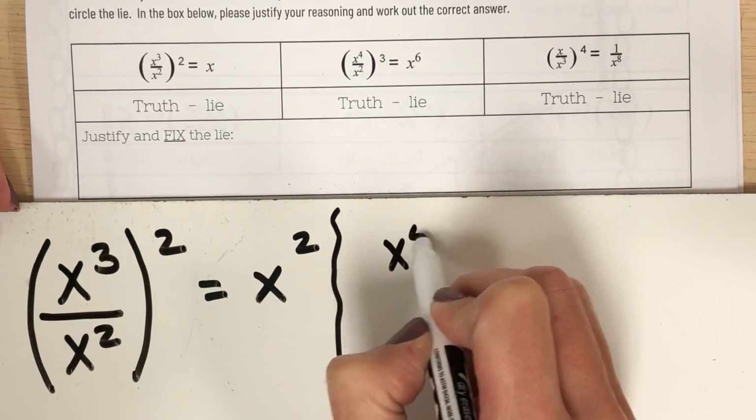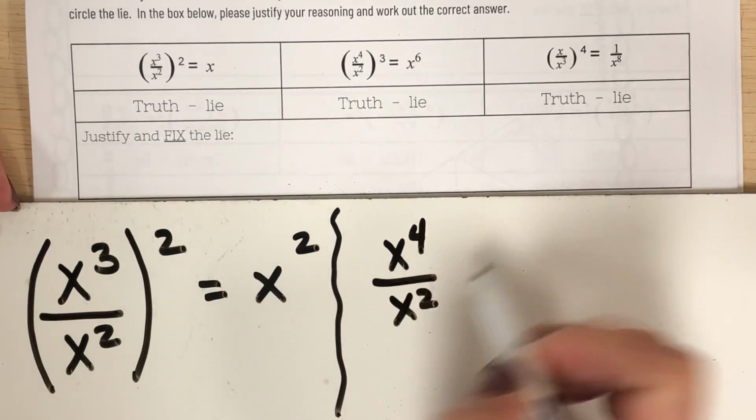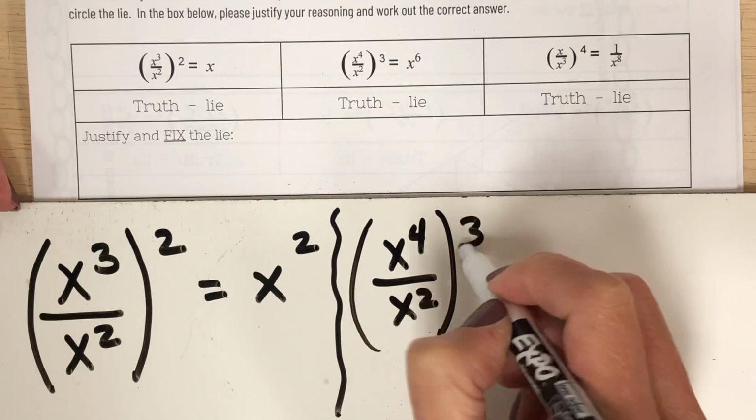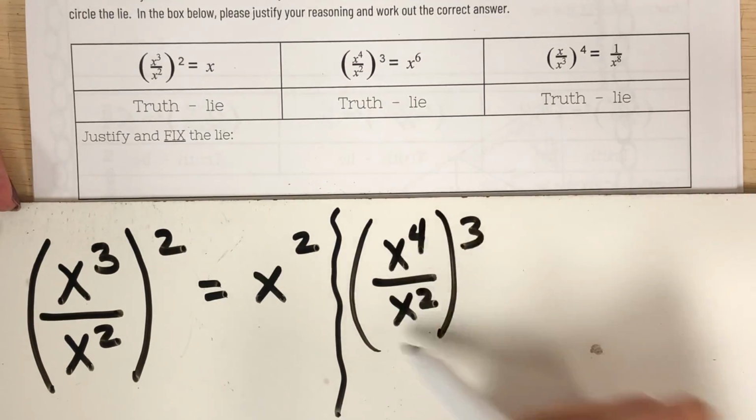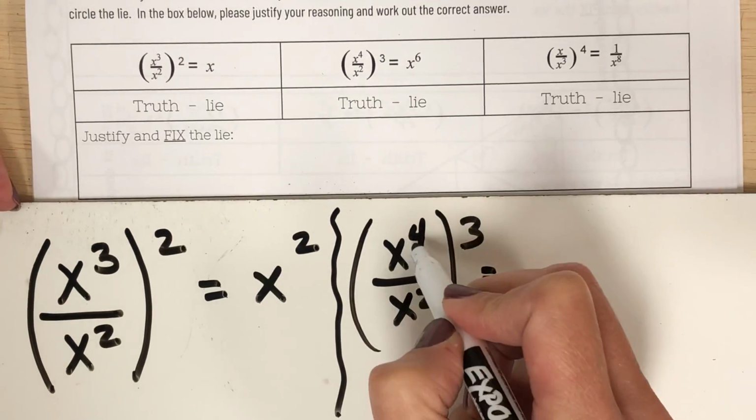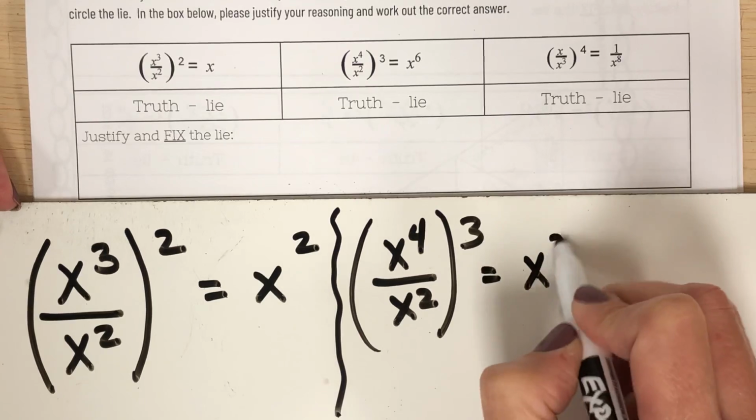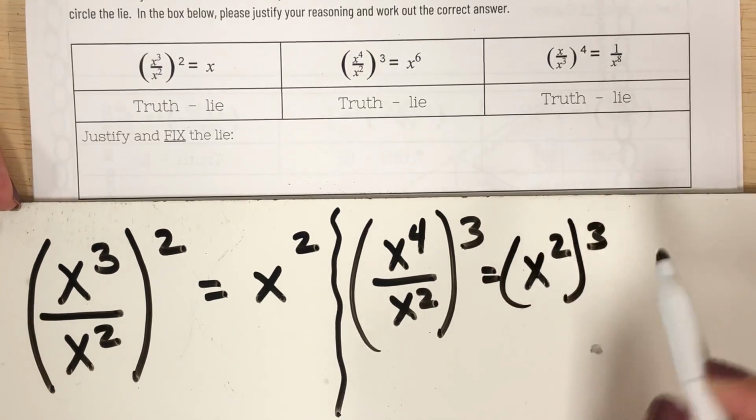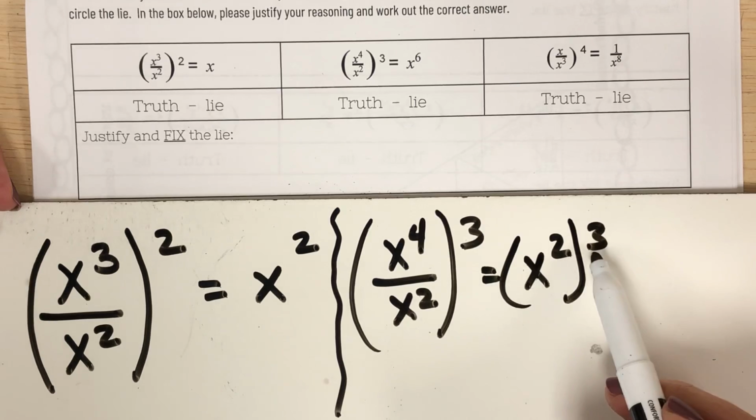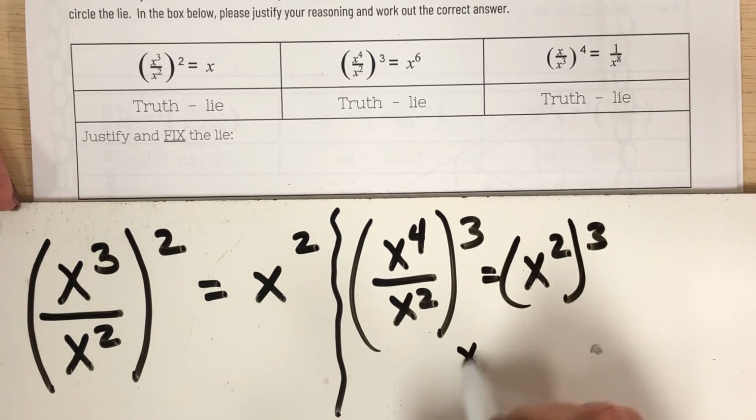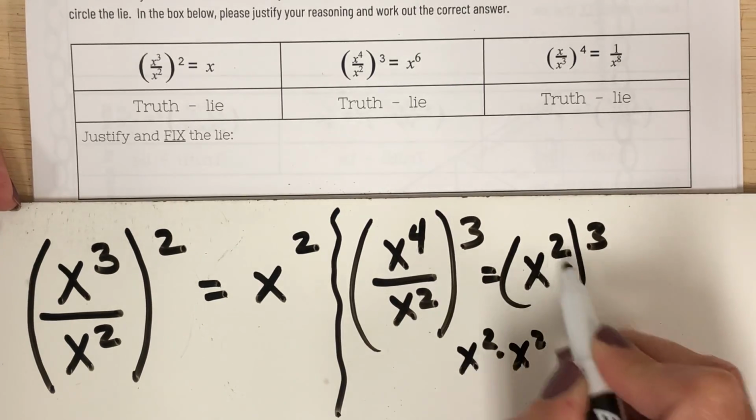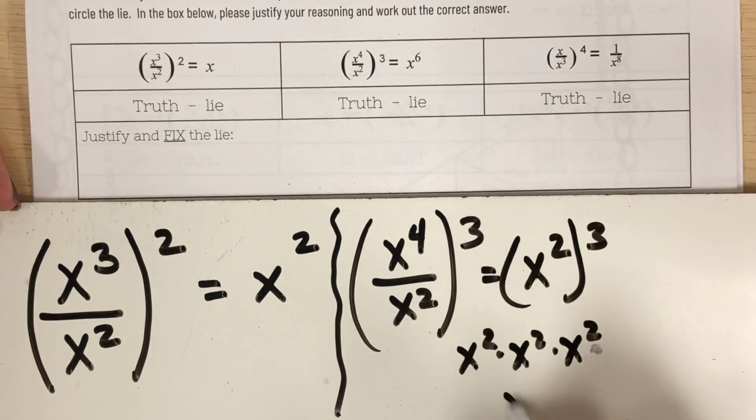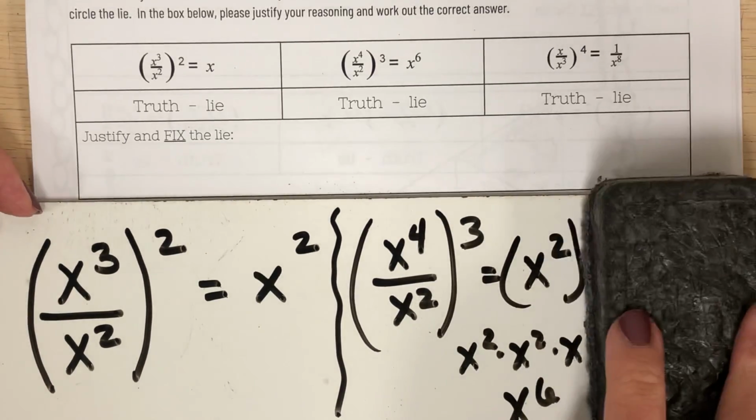So I have x to the fourth over x squared to the third. I'm going to simplify what's in here first. X to the fourth over x squared is x squared. 4 minus 2 is 2. And then I'm going to take that to the third power. When I take a power to a power, I'm multiplying them, because another way of thinking of that is I have x squared times x squared times x squared, which is x to the 6th. So that one is true.